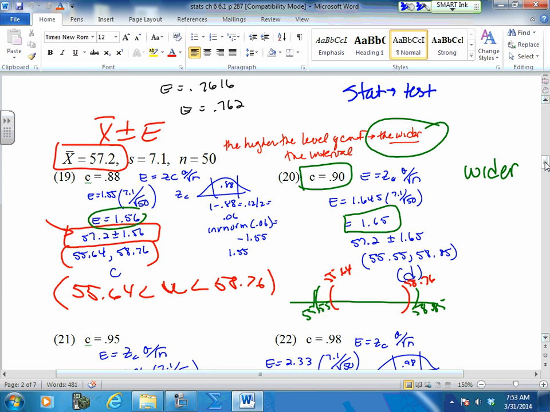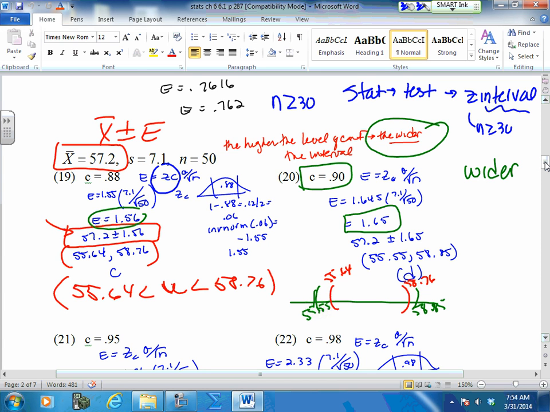Now, all of your ends here are greater than or equal to 30. So therefore, notice we're using a z-score. So you want to look for the word z interval. A z because my n is greater than or equal to 30. And an interval because I want to build the confidence interval. When you do this on your calculator, it just returns your confidence interval, like a little thing with parentheses.